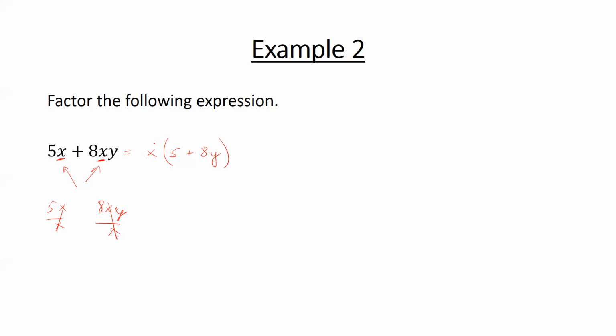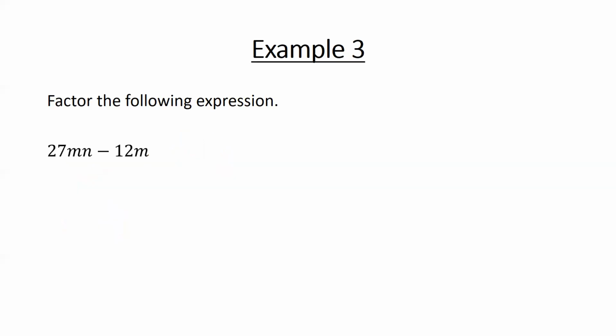Again, it's not difficult to check if this is correct. We obviously factored because it's a multiplication problem. If I distribute, I get 5x plus 8xy, which is what we started with. So it looks like we did it correctly. And there are no common factors between the 5 and the 8y, so it looks like we also did it completely. So this is exactly right. Let's do one more example.